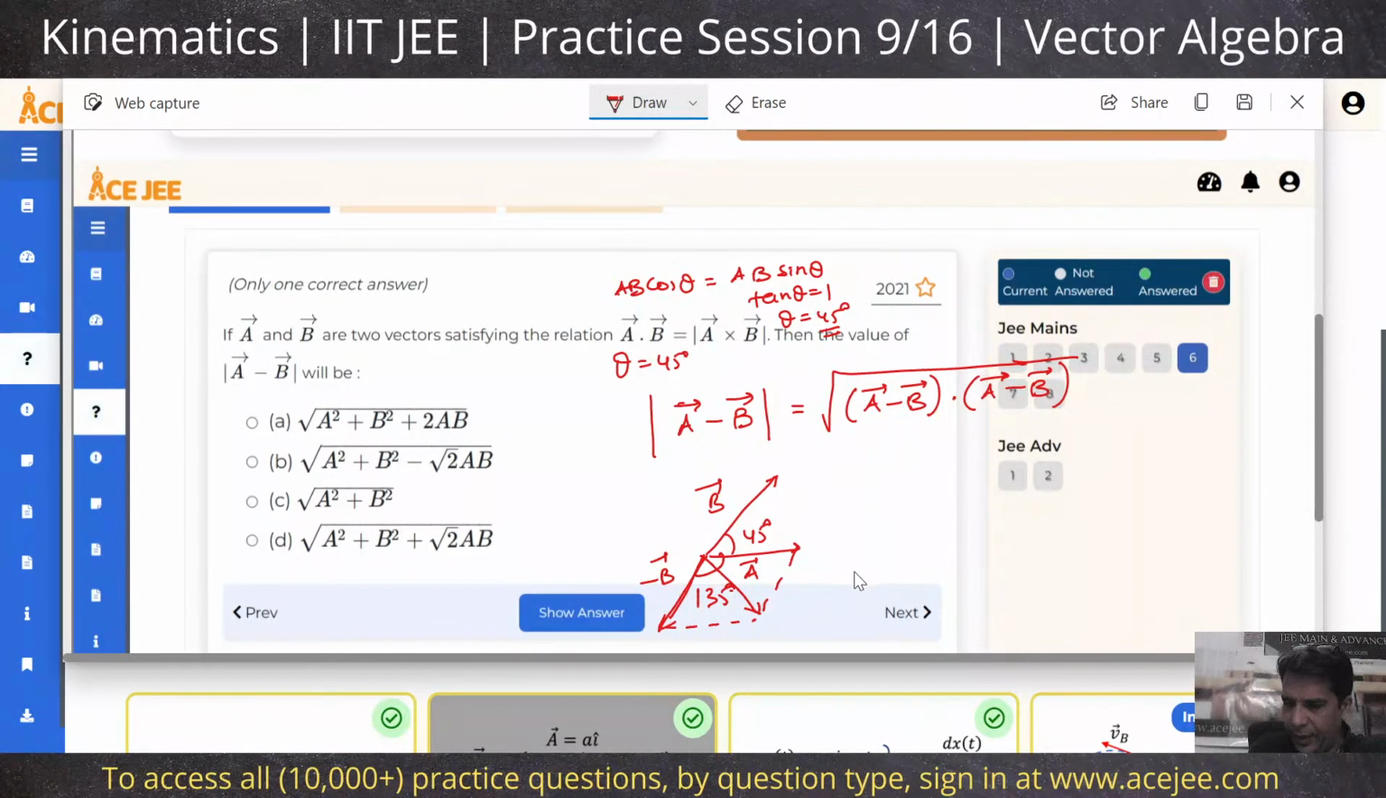The resultant vector then is A square. Resultant vector square is equal to A square plus B square plus 2AB cos of 135. Cos of 135 would be minus sine of 45. That comes out to be A square plus B square minus square root 2AB. So R is the square root of that.